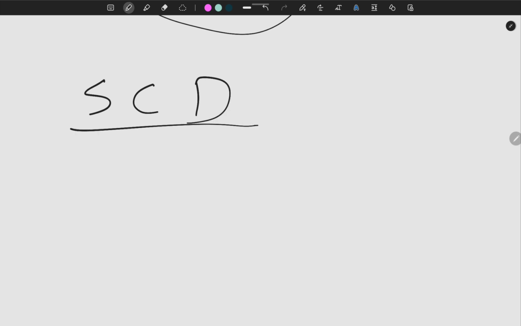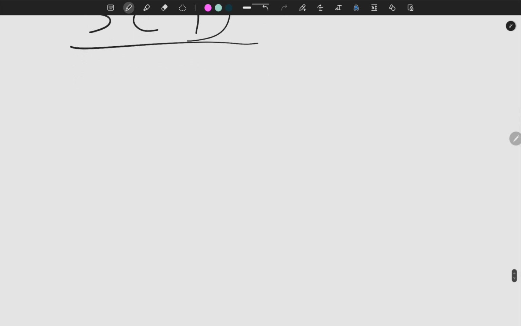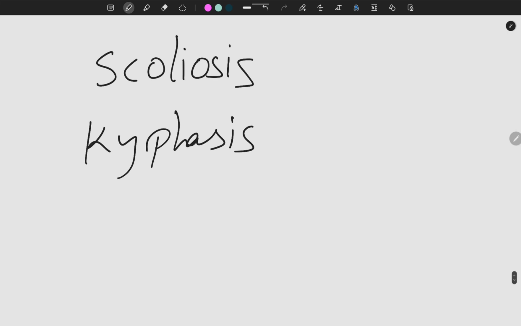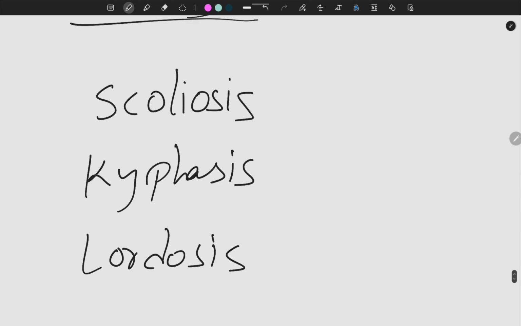So the next important topic is the spinal cord deformities. In the spinal cord deformities we have three types. First one is scoliosis, the next one is kyphosis, and finally lordosis. Again in this we have different types. Scoliosis is nothing but lateral curvature of the spinal cord, otherwise the vertebral column. That is scoliosis.